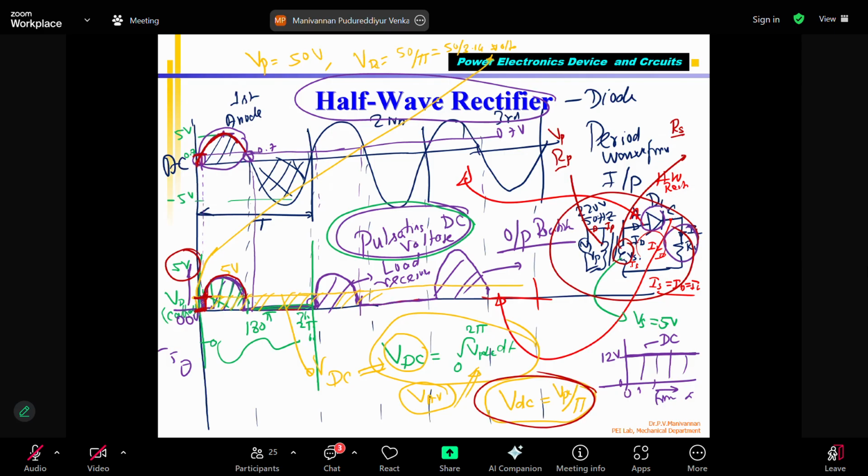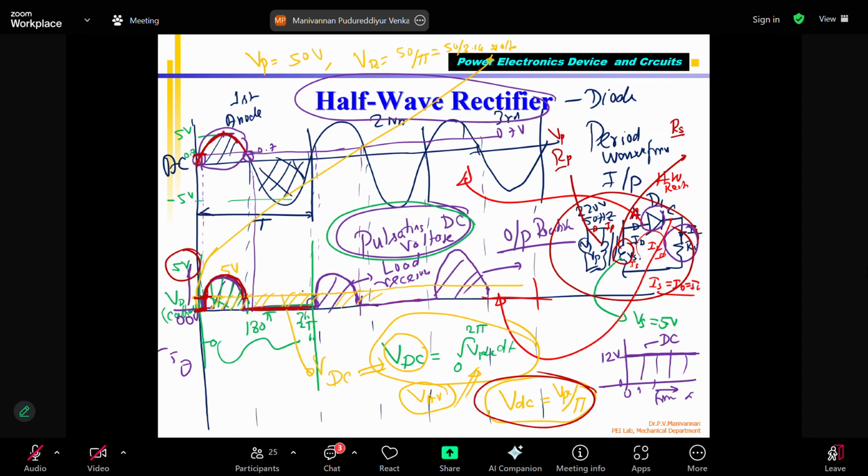Till it reaches 0.7, the output is 0 volts. Even though you're applying 0.5, nothing happens. At the cathode and the load there is no voltage, no current. Once the input voltage crosses 0.7, the diode starts conducting. Again 5 volts, 4.5, 4, 3, 2, 0.7 to 0.6, again 0. Negative also absolutely no current because of the reverse bias.